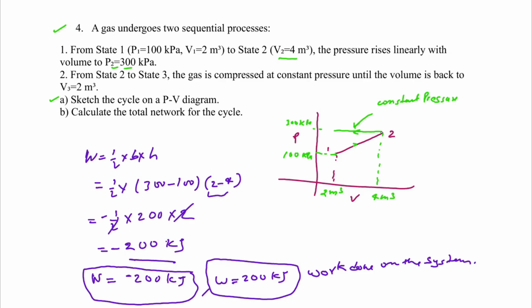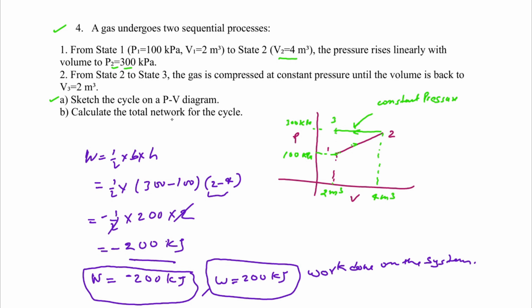Then it is compressed from state 2 to state 3, until it is back to its initial volume. This is its initial volume, so up to here. So this is its initial state. So this is the PV diagram, with processes 1 to 2, 2 to 3. This is the PV diagram of this cycle, right?